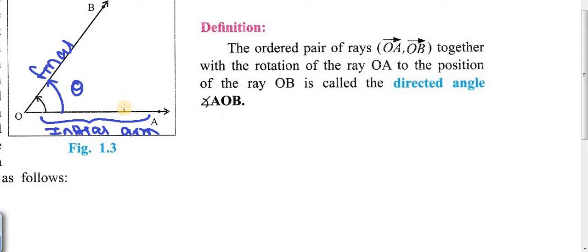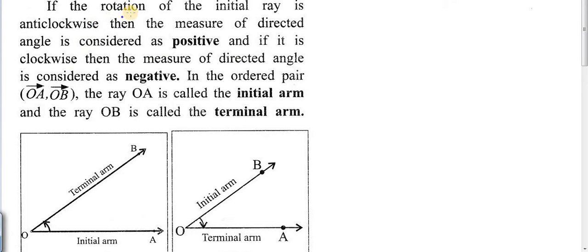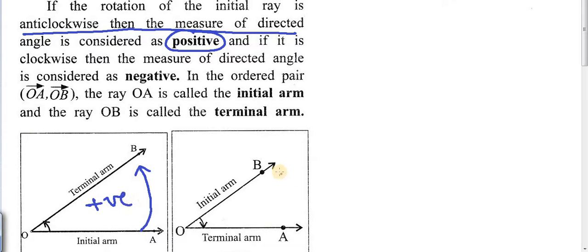So in this case over here, the rotation is taking place in anti-clockwise direction as represented over here. If rotation of the initial ray is in anti-clockwise direction, then the measure of directed angle is considered to be positive. Remember, if the rotation is in anti-clockwise direction like this, then the angle is positive, and if the rotation is in clockwise direction, then the angle is negative.